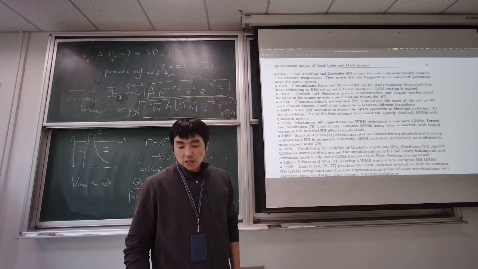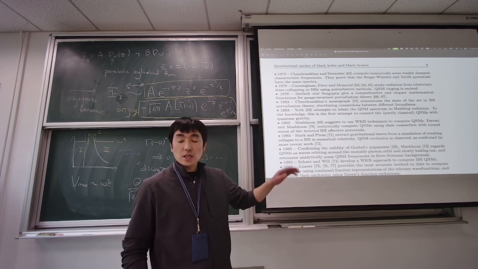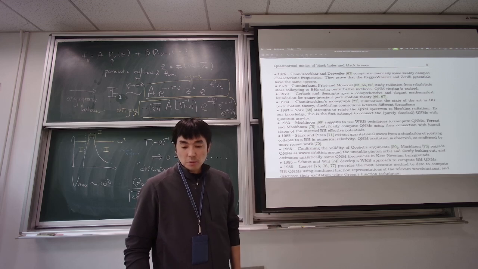And they show that the Regge-Wheeler and Zerilli equations have the same spectrum. So that's the same quasi-normal mode they have. So that's the isospectrality. Okay, and so on. There's lots of things going on.